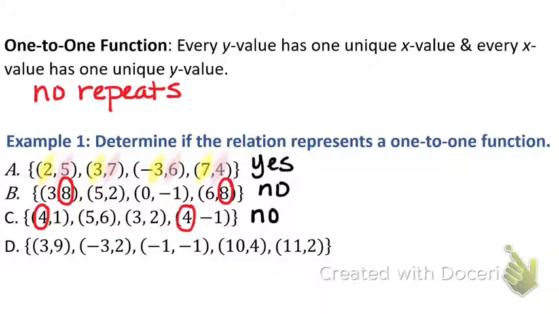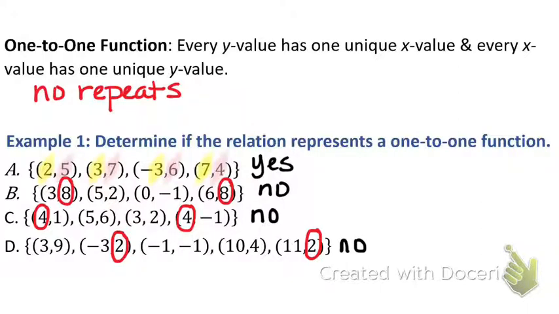Yes or no? Who says yes? Who says no? I say no. I see the 2s. You see those 2s? Can't have a repeat. So that's a no. So the only yes we had was the first one.